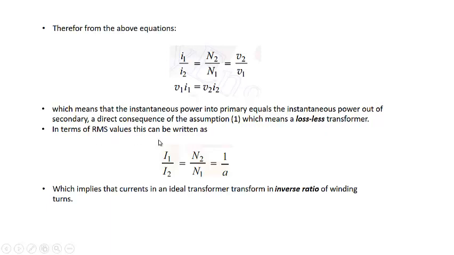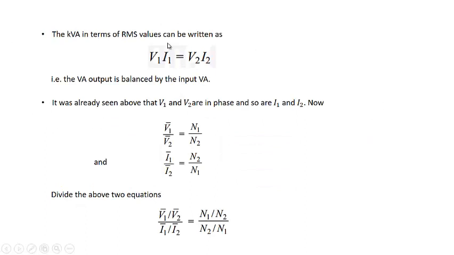In RMS values, this can be written as capital I1 by I2 equal to N2 by N1 equal to 1 by A, which implies that the current in an ideal transformer is in inverse ratio of the winding turns. Voltage was in the direct ratio and current is in the inverse ratio of the winding turns. The kVA in terms of RMS value will be equal to V1 I1 equal to V2 I2. That is, VA output is balanced by the input VA. So what will be the VA in the input, same will be the VA in the output. You need to be very clear about this. This power remains unaltered in case of the transformer. It will not change.